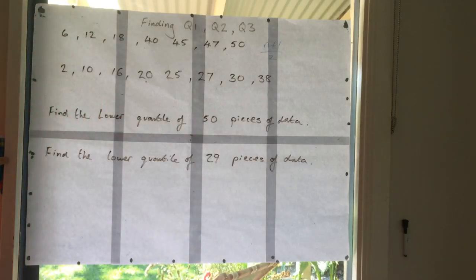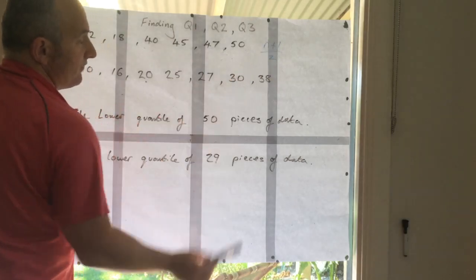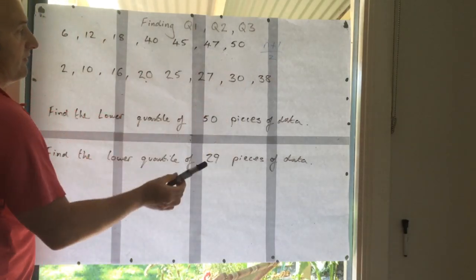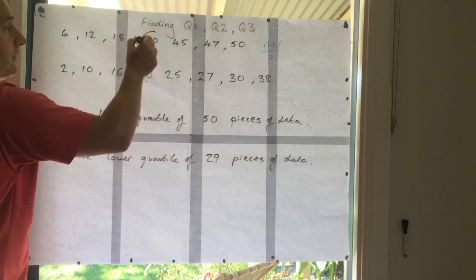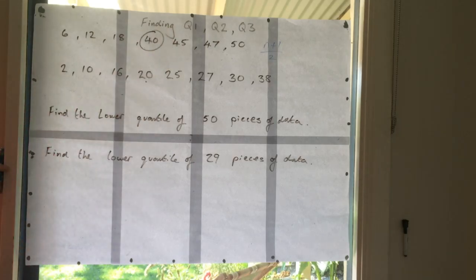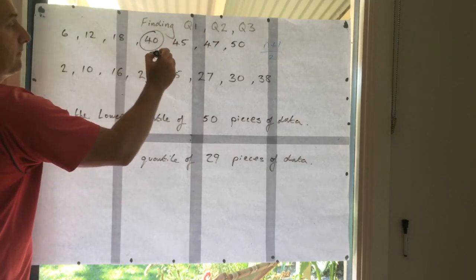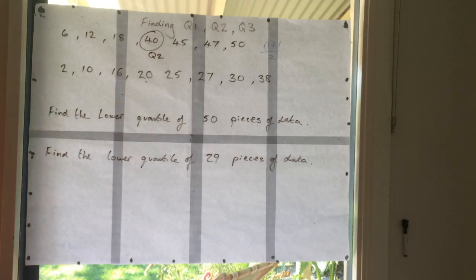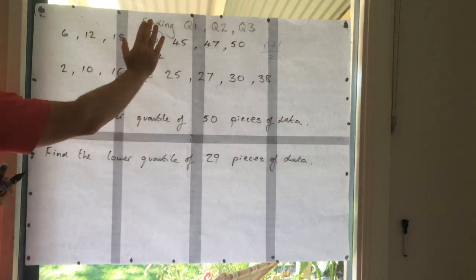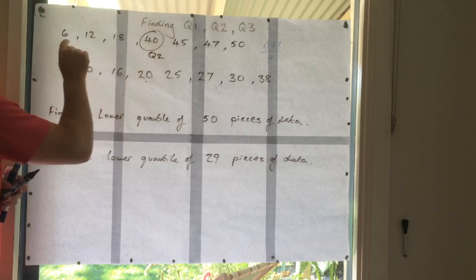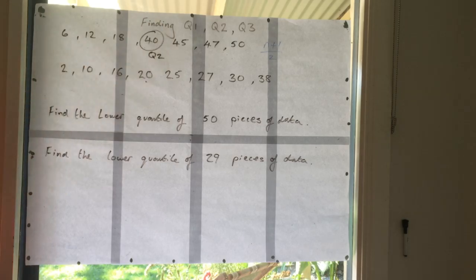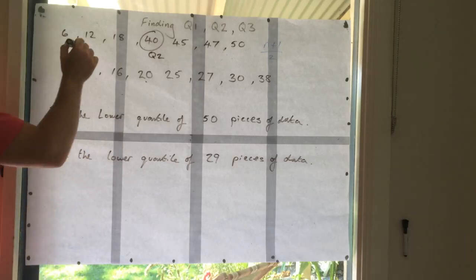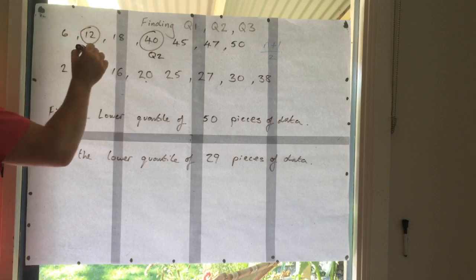To find the median, we do n plus 1 divided by 2. 7 plus 1 divided by 2 is 4. So the 4th bit of data is Q2. Now to find the lower quartile, we cover up the median. How many bits of data to the left do we have? We've got 3. We do 3 plus 1 divided by 2. 3 plus 1 is 4, divided by 2 is 2. So this bit of data here is Q1.